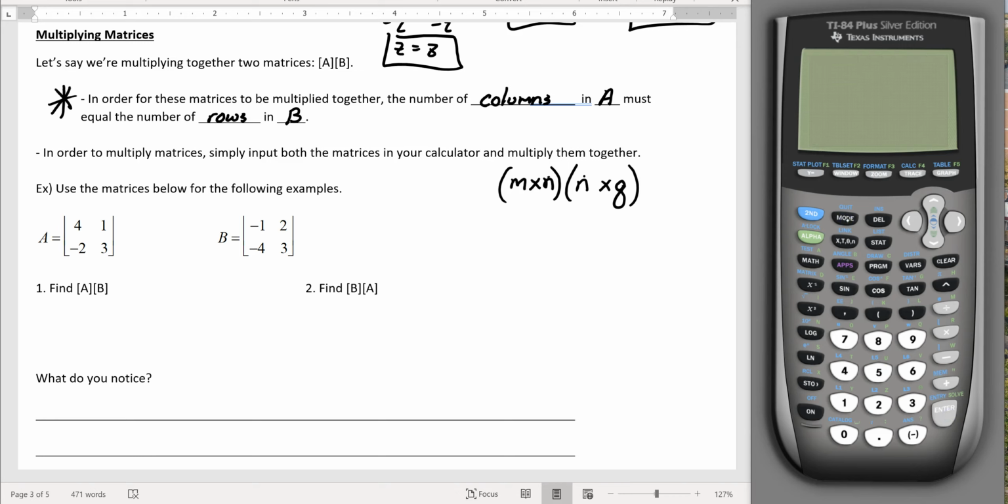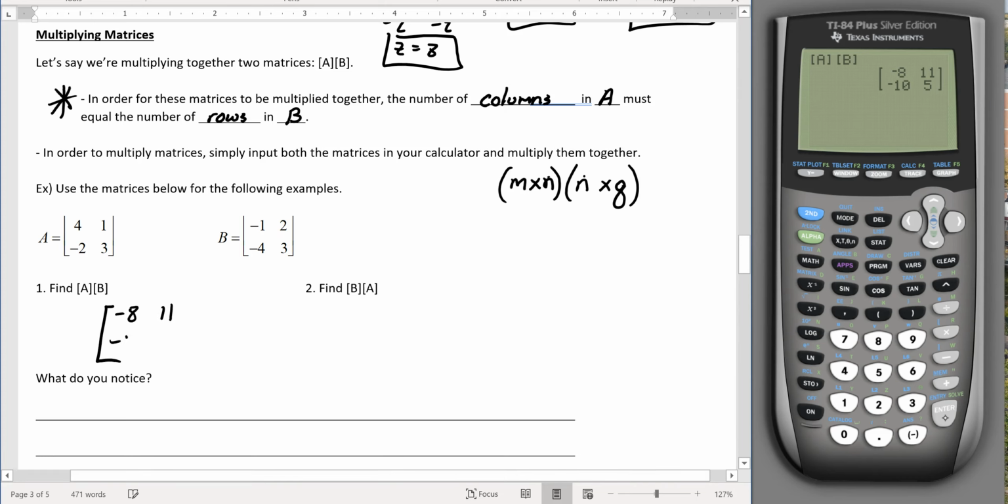Second, quit. Now to actually perform the multiplication, I'll hit second matrix, and from the names column, I'll select A, just press enter, and then second matrix, go down to B, press enter, AB equals, and here we go. AB is -8, 11, -10, 5. And that's exactly how I would write it.